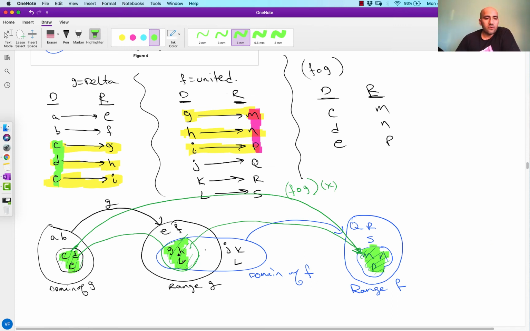Okay, so cities A and B are a problem because they lead to cities that are not in the domain of f. United doesn't operate out of city E or city F, right? And cities J, K, and L are a problem because Delta doesn't go to those cities, right? You have to start off at a city where Delta can take off from, and also land in a city where United can take off from, right?